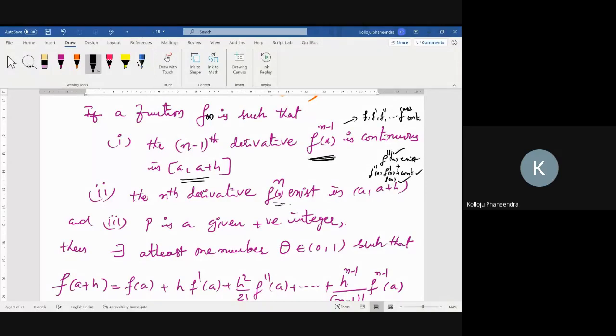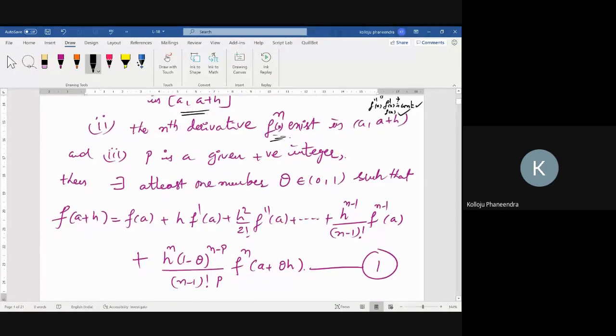Next, second condition: the nth derivative f^n(x) exists. The nth derivative exists means all its previous derivatives exist, as well as are continuous. And there is a positive integer p. Then there exists a point, theta belongs to (0, 1), such that what is this? f of x is the function. Now in place of x we are considering a plus h. f of a is the value of the function at the point a, and a plus h means some neighboring point of a.